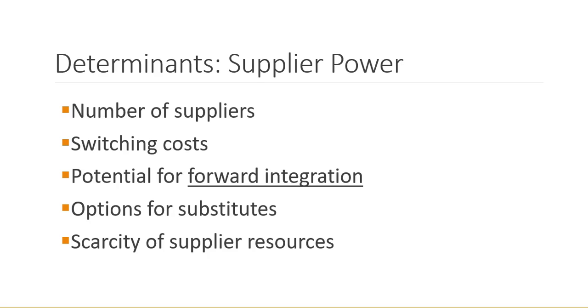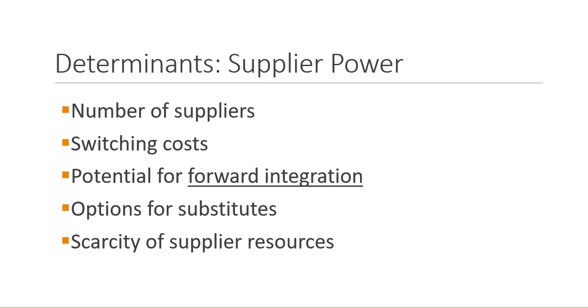The potential for forward integration is a possible threat. Forward integration, we'll learn more about the value chain later in the course. Forward integration means that a supplier might decide to move forward in the value chain and begin to produce the product. And that's our field. That's what we are doing. So if there is low or no potential for our suppliers to begin to do what we are doing, then that's a high barrier and we're in a good position. We have protection. That's a low threat.